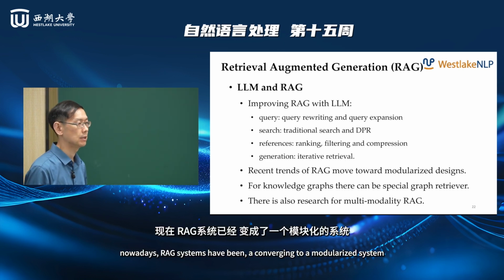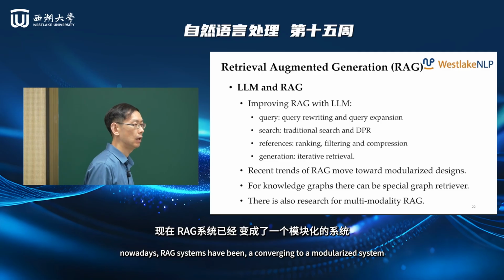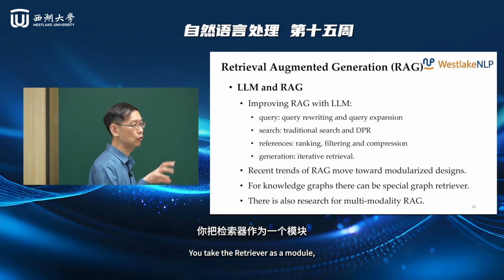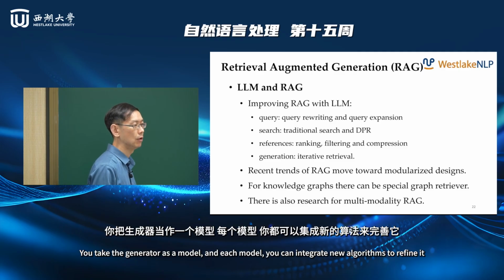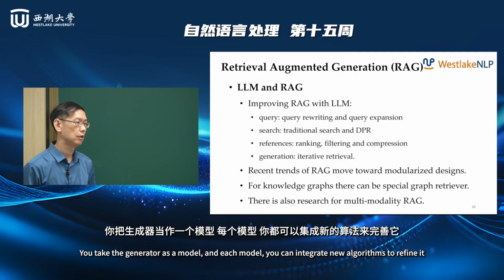Nowadays, RAG systems have been converging to a modularized system. You take the retriever as a module, you take the ranker as a module, you take the generator as a module. And for each module, you can integrate new algorithms to refine it.